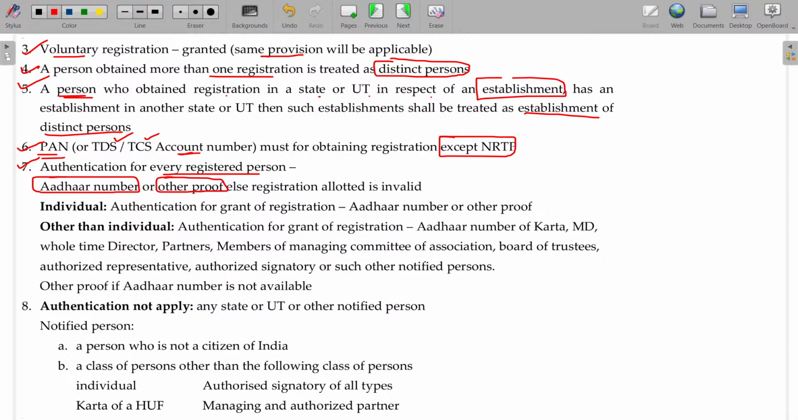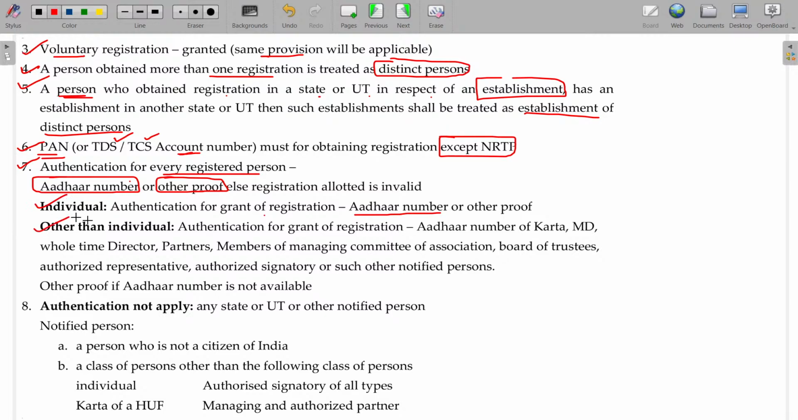Okay, why Aadhaar and other proof? In case of an individual, Aadhaar is applicable. For other than individual, what happens then? The Karta or head whose Aadhaar number should be attached. Okay, in case of an individual, authentication for grant of registration is along with the Aadhaar number.